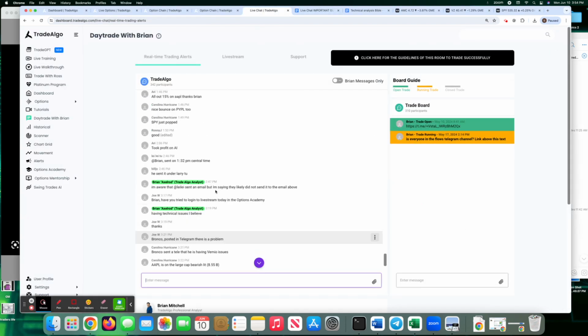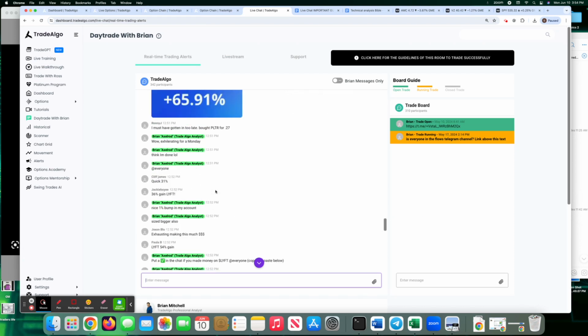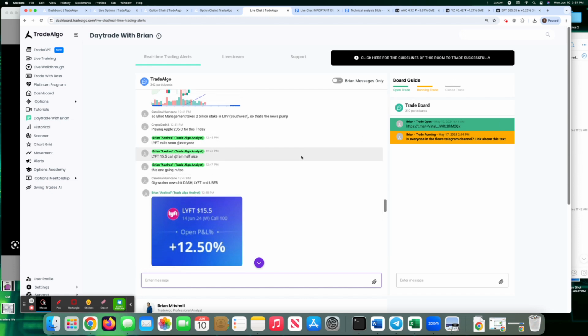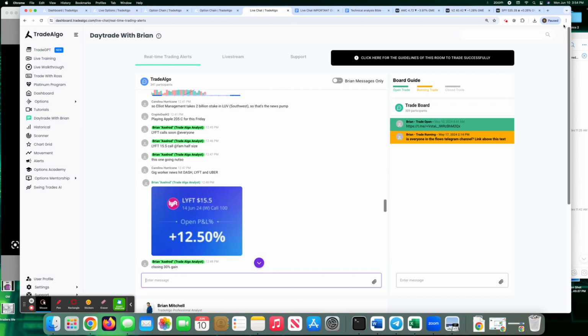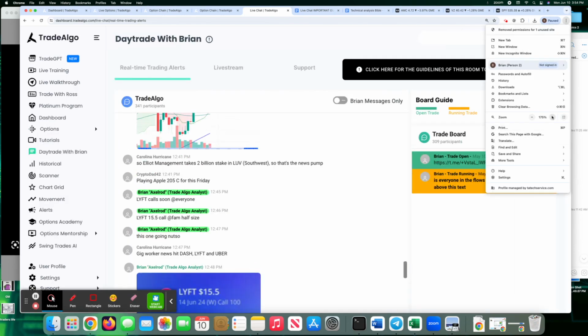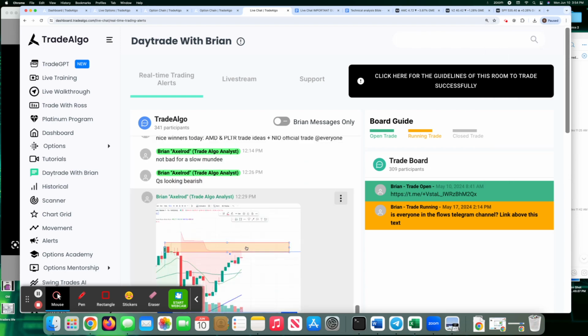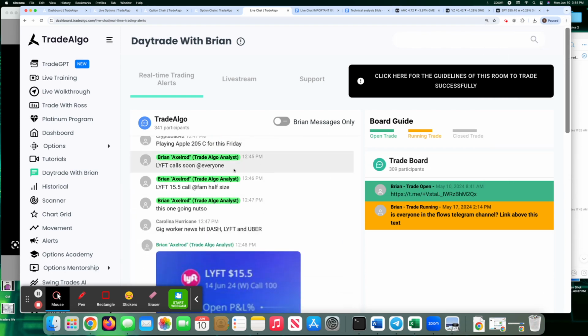Here is an example. Check this out. I'm going to show you the timestamp so that you see, oh, that's why they're not all on Telegram. It really makes sense. So I'm going to make this a little bit bigger and then tell you where you can find me and Ross. So it says right here at 12:45 p.m. Eastern, lift calls soon. I'm letting everybody know, open your brokers. We're going to be jumping into lift calls. And then 1 minute later, because I don't have control over how fast or slow the market moves, lift $15.50 call.